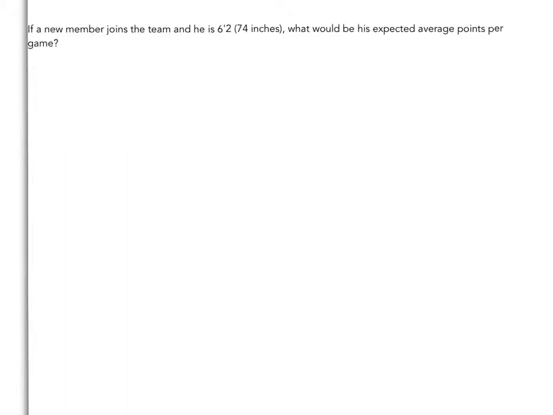But wait, there's more. If a new member joins the team and he is 6'2", what would be his expected average points per game? Since there was no correlation between the height of the players and their average points per game, we just use the average of the y's, which were the average points per game. So with that, y bar equals 7.6. So his average points would be 7.6, and to find that you would just use var stats in your calculator.